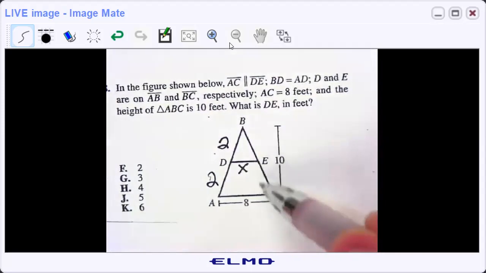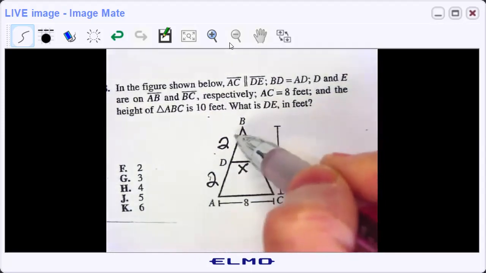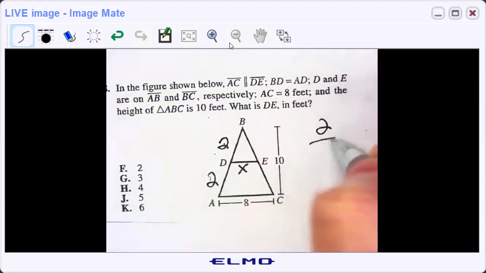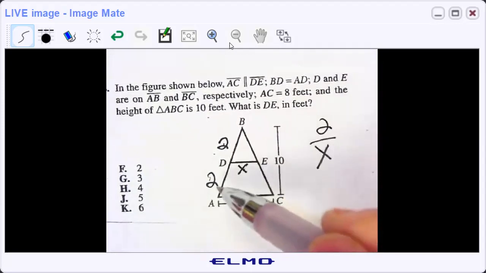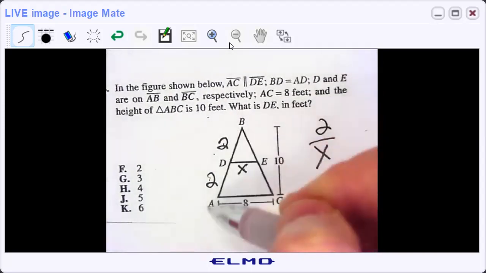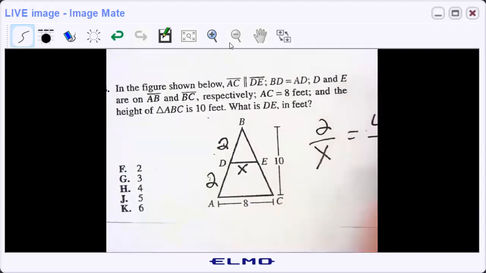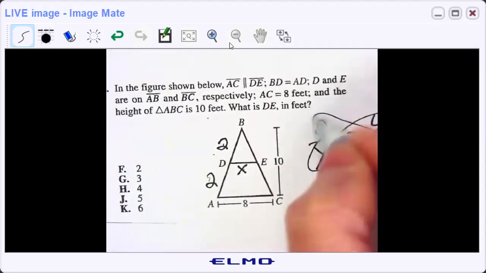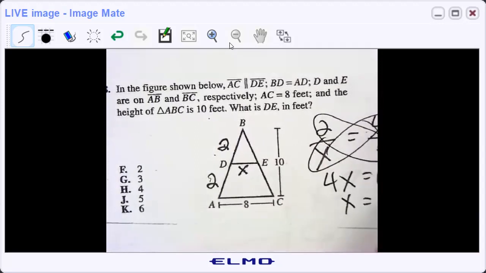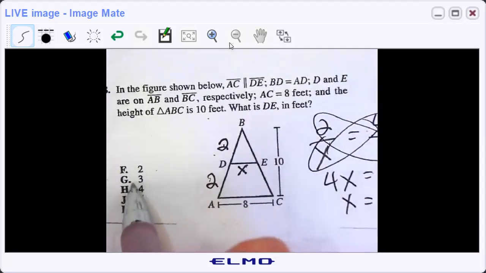Well, again, you have to be careful here. This is the scenario I was talking about. If we're going to set up some kind of proportion and say 2 over X, you can't then come down and do 2 over 8, because you're comparing a whole side of a triangle with a section. But we could sum these up and then do 4 over 8. And then again, do the cross multiplication. So X is going to be 4 here.